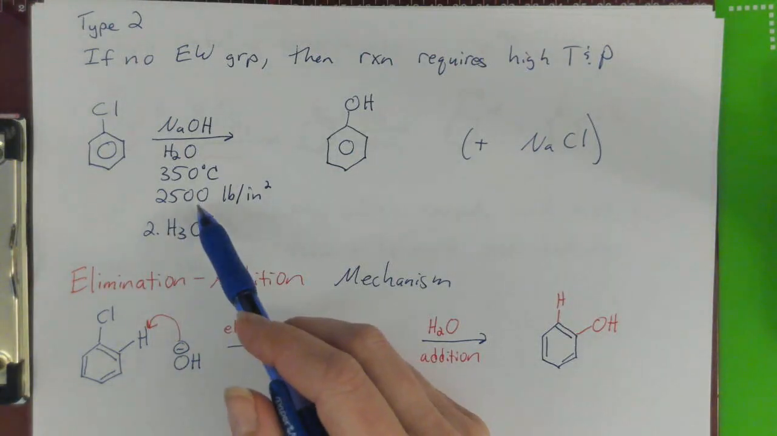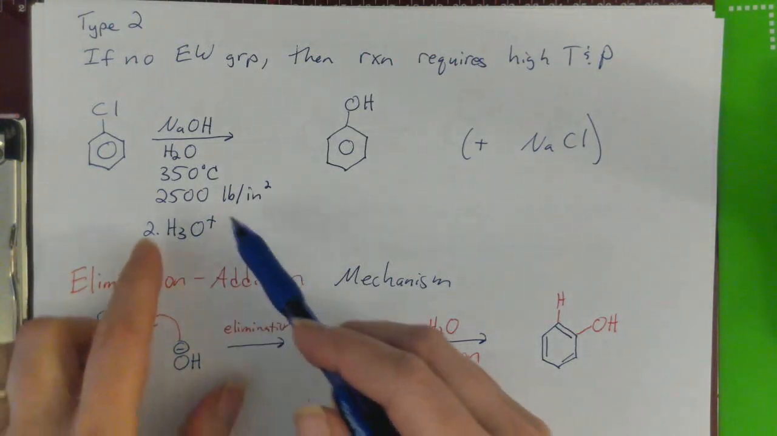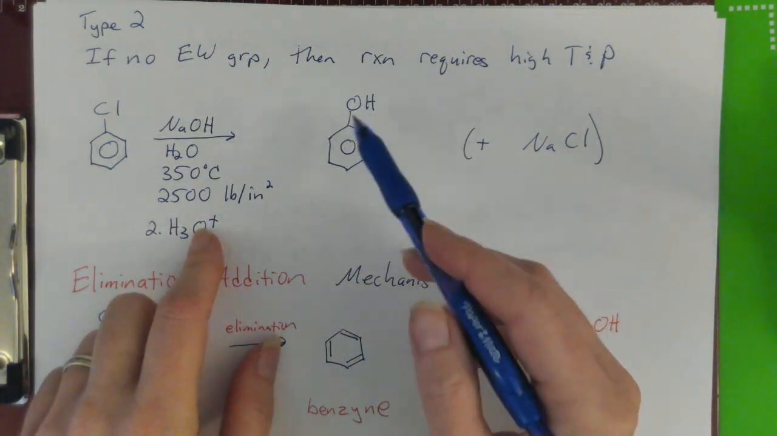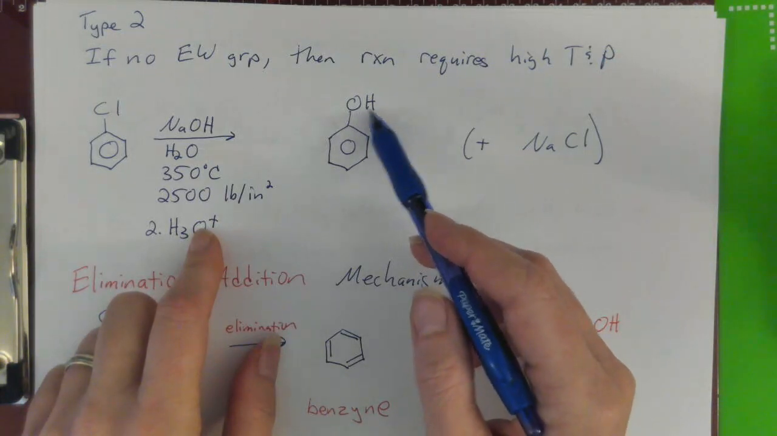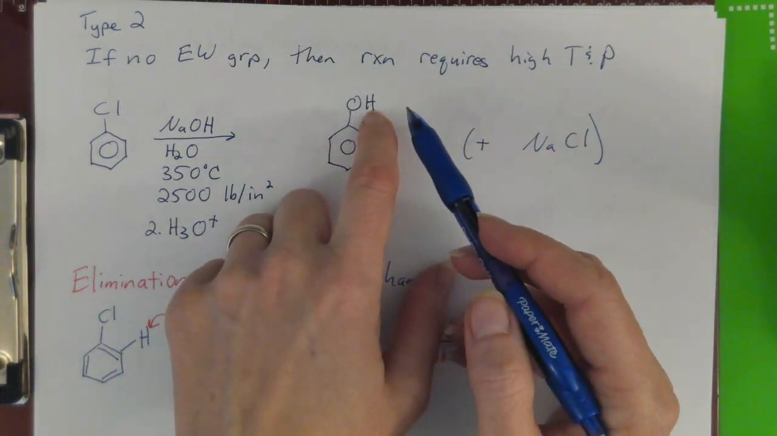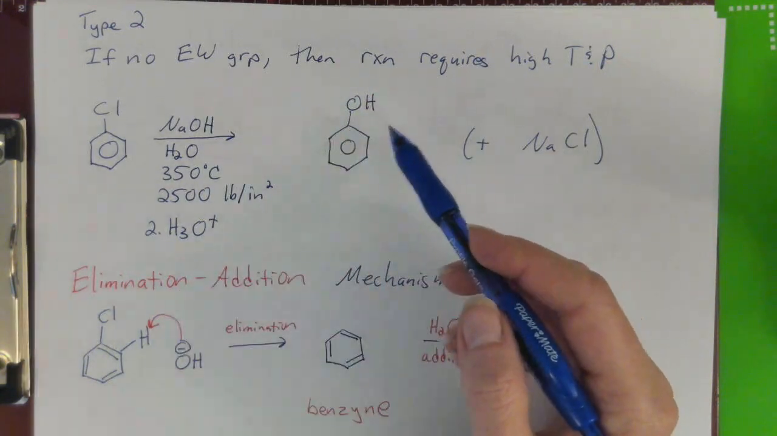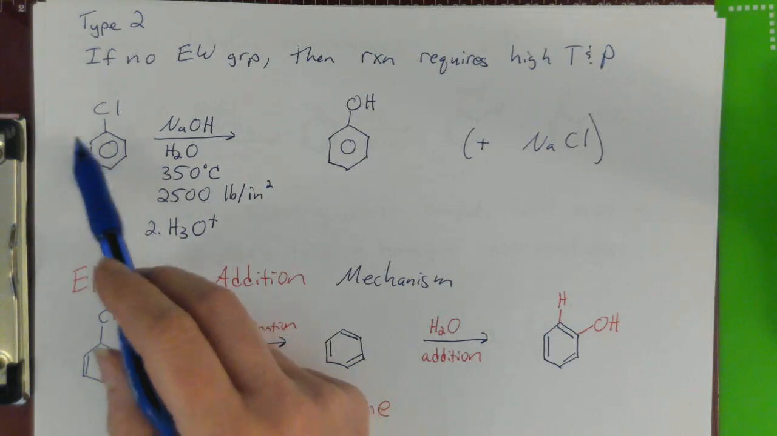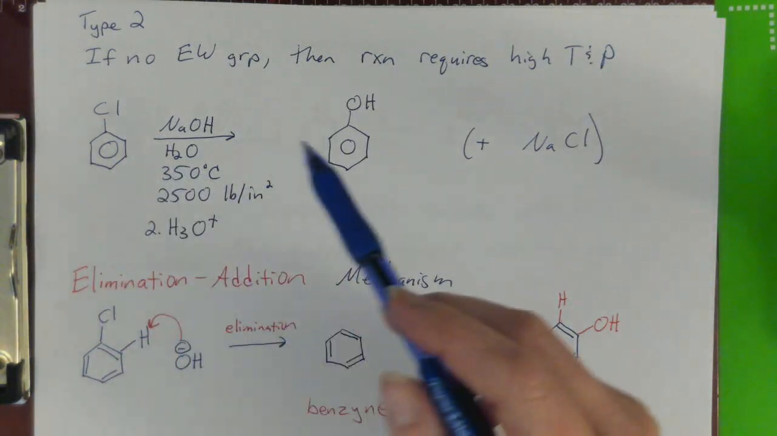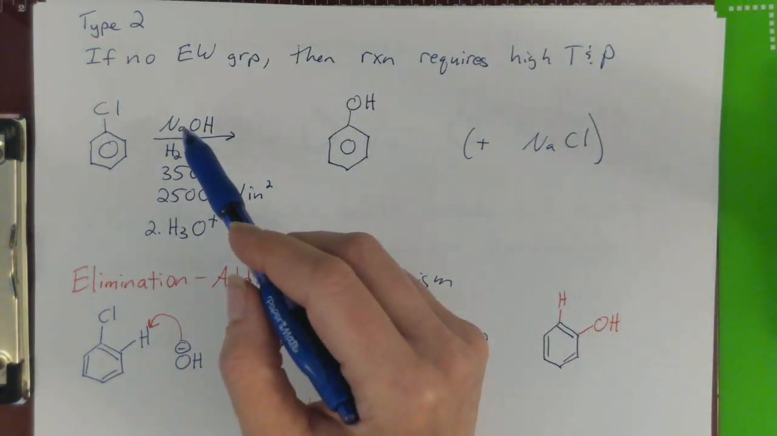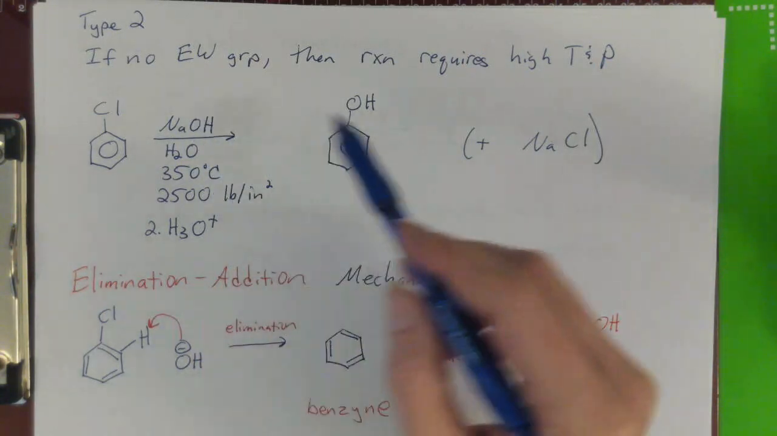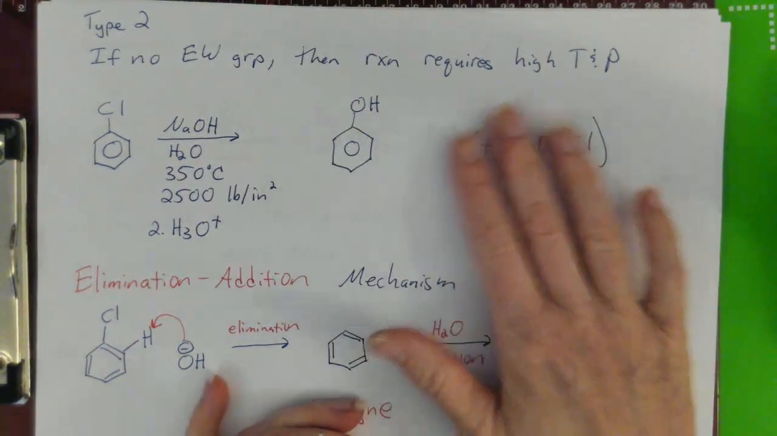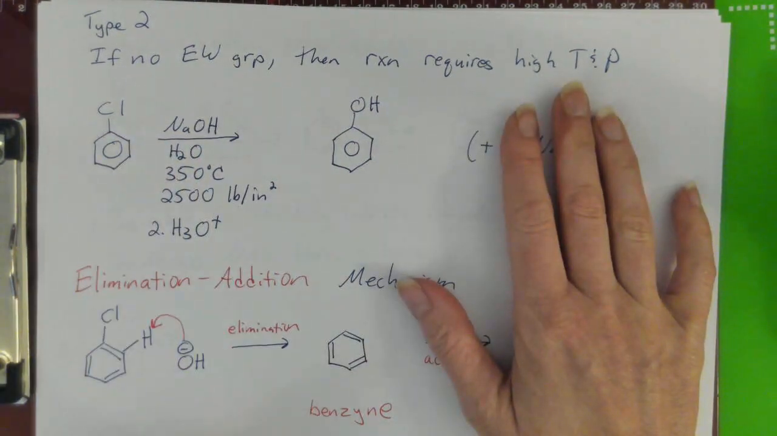It's really high pressure. And I'm mentioning here that we're adding acid as a second step because the hydroxide would be in the form of alkoxide, since this is weakly acidic. So we just acidify this so that we protonate that. So here we don't have an electron withdrawing group. In this case, our nucleophile was hydroxide. So we're making phenol here. And the inorganic byproduct, which I don't care about, is the sodium chloride.